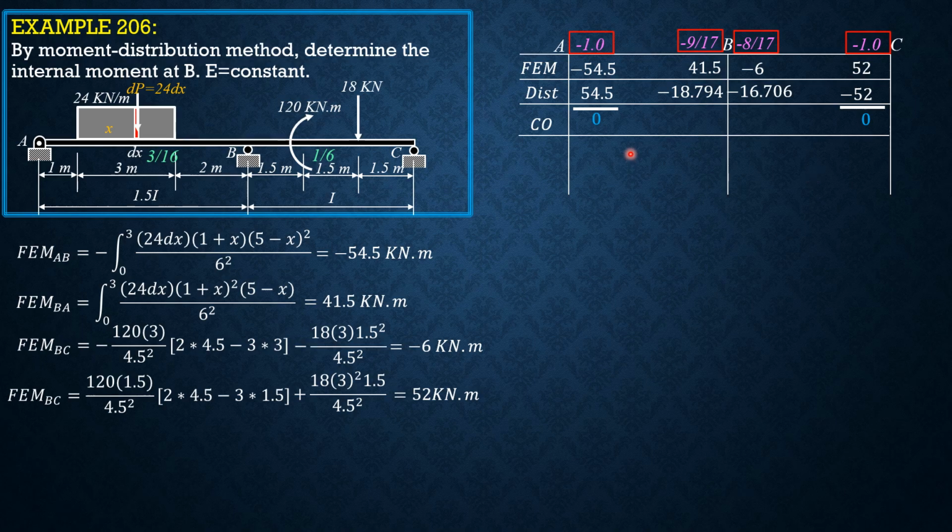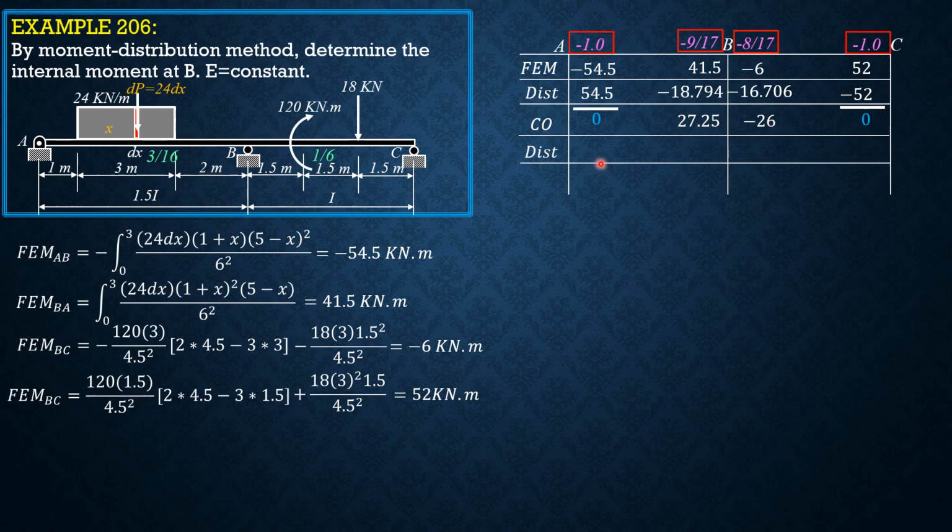Then carry over. As before, we don't need to carry over half of negative 18.794 anymore to A because it is already finalized. So only 54.5 divided by 2, put it here, 27.25. Same issue, we don't carry over half of negative 16.706 to C because C is already finalized and the moment there is 0. So half of negative 52 carried over to B, which is negative 26.